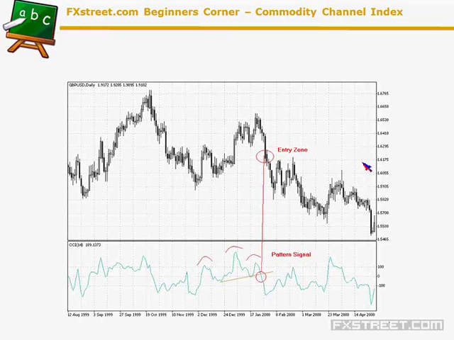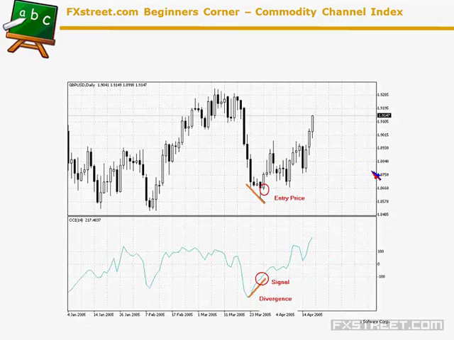This is just one example. We are going to see another one, right? And in this particular case, we are seeing what we call a divergence between price action and the indicator. Okay, as you see, daily pound is making lower lows on a daily basis, while the indicator is making higher highs, right? So when do I decide to take my entry point? Where do I take my entry point? When the indicator crosses the minus 100 level.